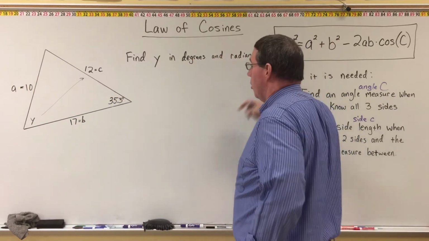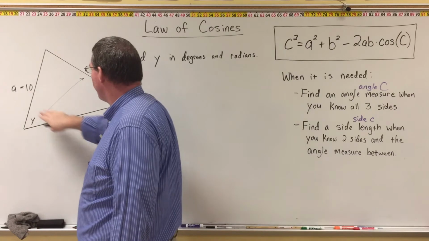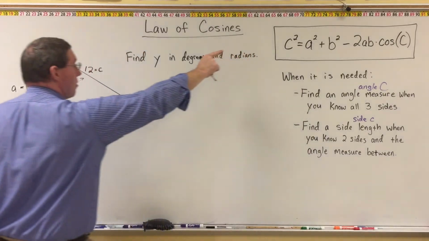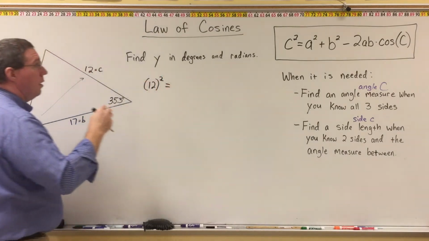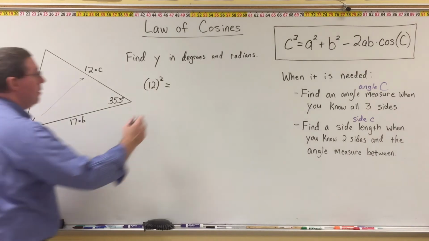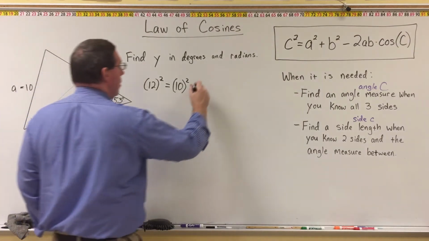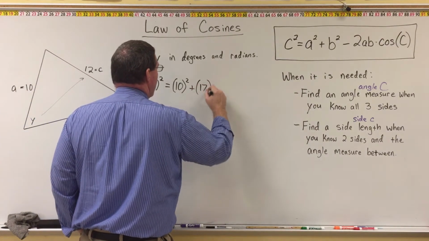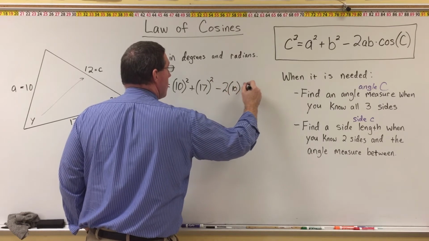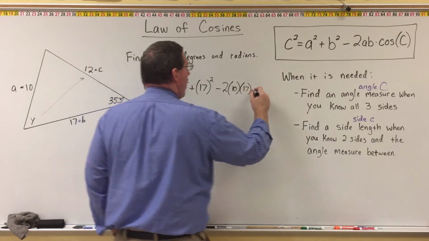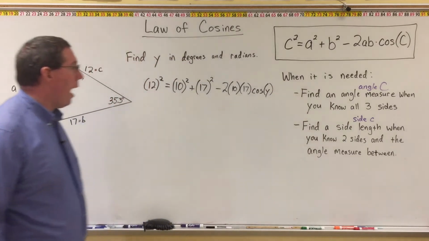We're going to take our formula and put this in: 12 everywhere we see side C, 17 for B, and 10 for A. So it says C squared, so that's 12 squared, is equal to A squared, A in this case is 10, so 10 squared, plus B squared, B is 17, 17 squared, minus 2 times A, which is 10, times B, which is 17, times cosine of, in this case, angle Y, okay?